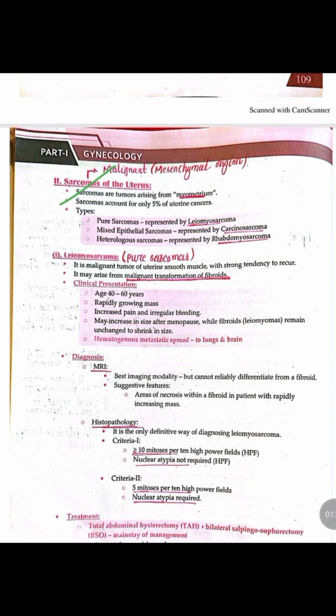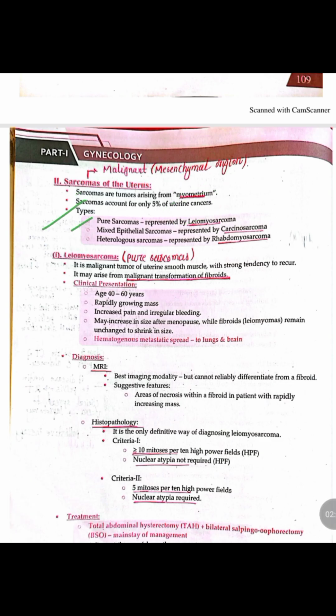So sarcomas are the tumors that arise from the myometrium, and they are malignant in nature and mesenchymal in origin, meaning that they arise from the mesenchymal tissue. And the sarcomas account for only 5% of uterine cancers. And the sarcomas are divided into three types.